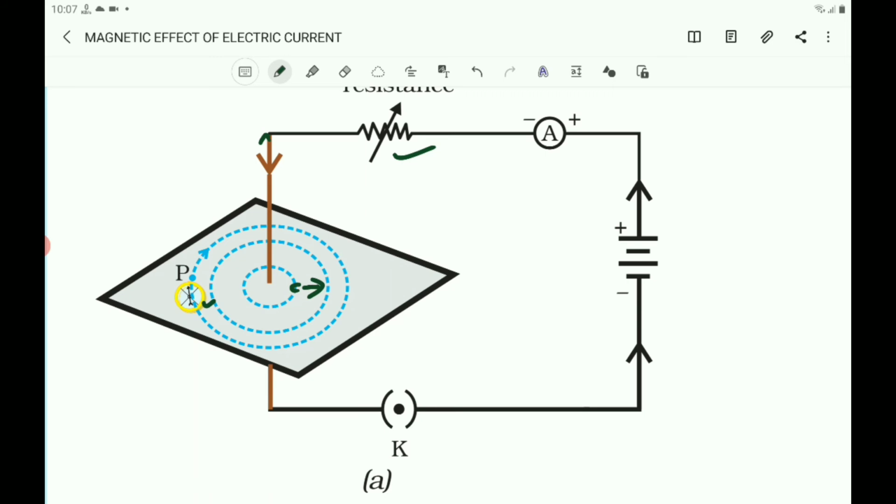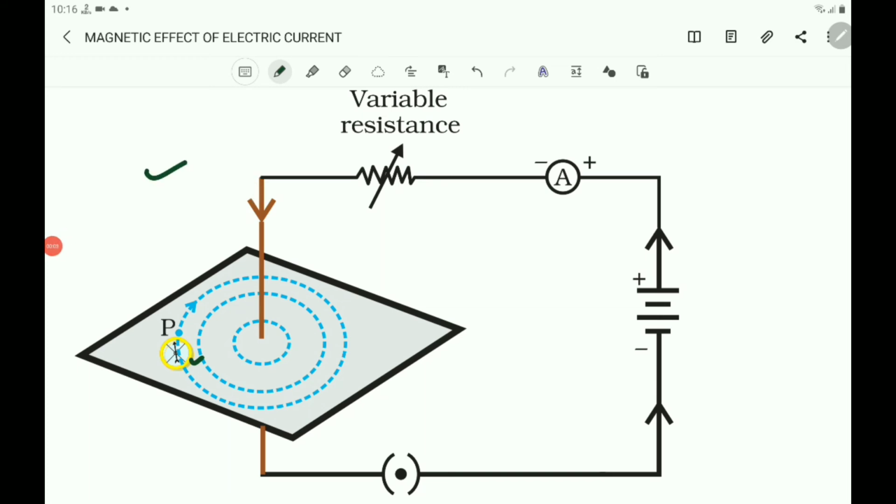These are the three results you observed. What is the first result? As the direction of the electric current changes, the direction of the magnetic field also changes. As the direction of the electric current is reversed, the direction of the magnetic field is also reversed, as you observed in the deflection of the compass needle. Second, as the electric current increases, the strength of the magnetic field also increases. Third, as the distance from the current carrying conductor increases, the strength of the magnetic field decreases.